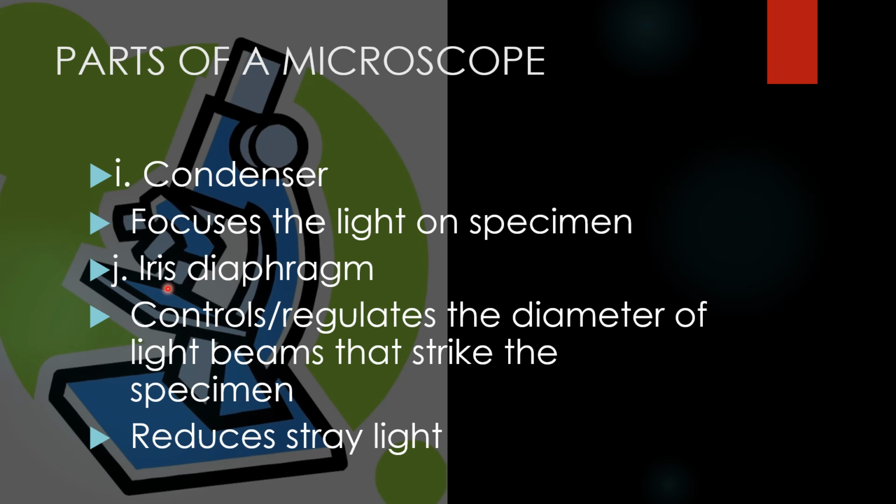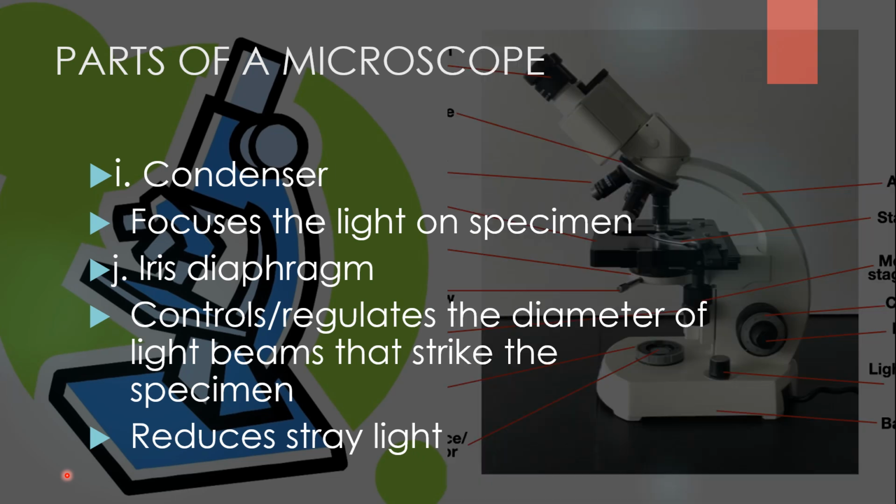It will evenly distribute and optimally focus light from the illumination source onto the specimen. Your iris diaphragm controls or regulates the diameter of the light beam that strikes the sample. Okay, and so it is a diaphragm, and with this it reduces stray light. Your condenser and iris diaphragm are located below the mechanical stage.